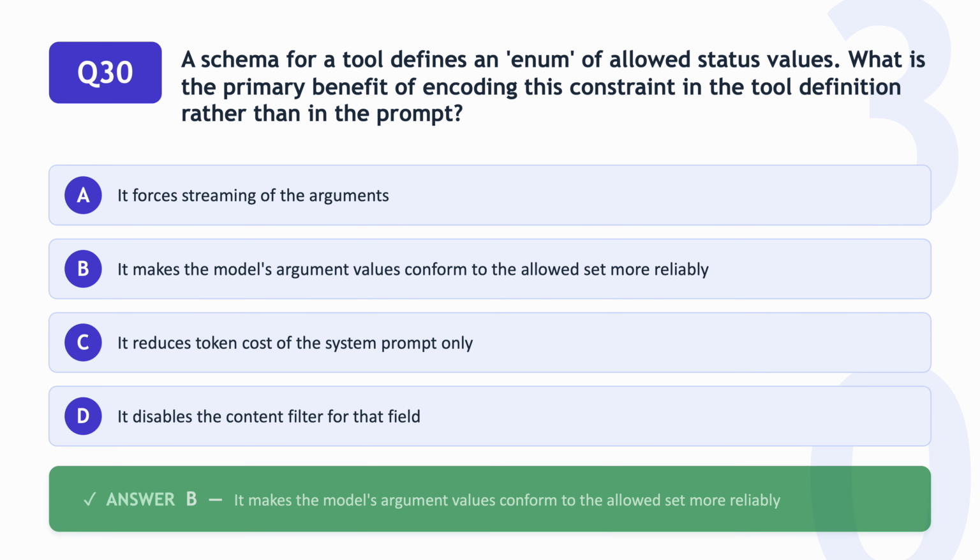Correct answer, B. It makes the model's argument values conform to the allowed set more reliably. Why B is correct. An enum in a tool's JSON schema explicitly restricts a parameter to a predefined list of valid values.